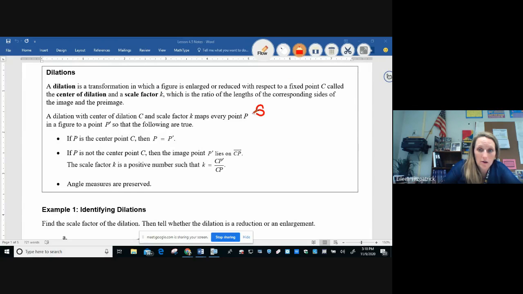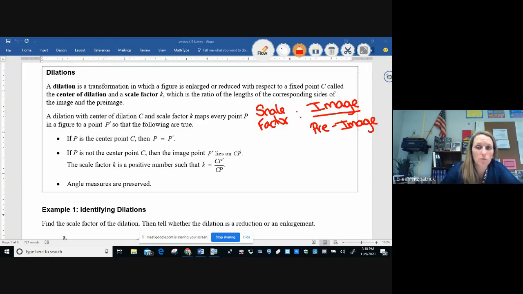One thing is that your scale factor, if we're asked to find the scale factor, we're always going to write it as image over pre-image. So we're going to pick two corresponding side lengths and write the image length over the pre-image length and then simplify that ratio, okay?